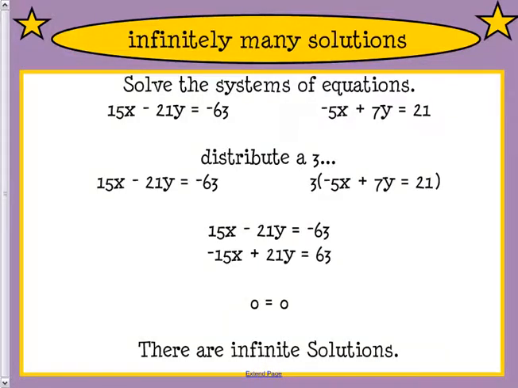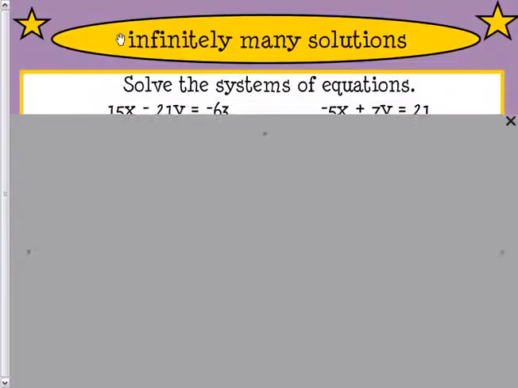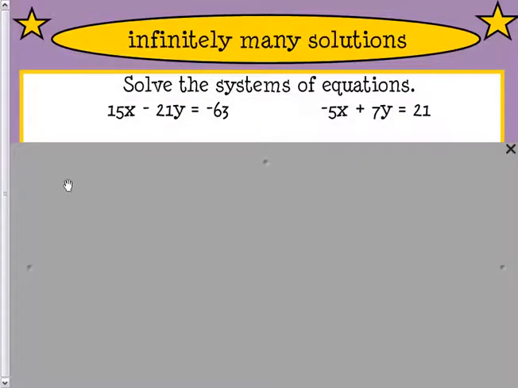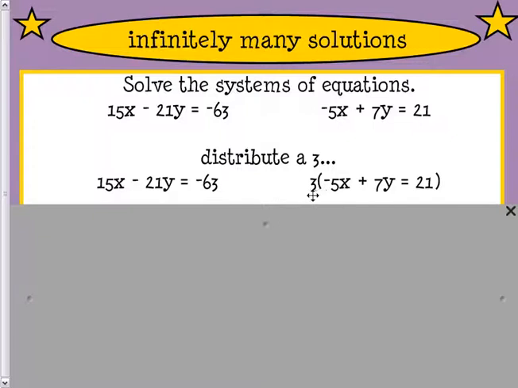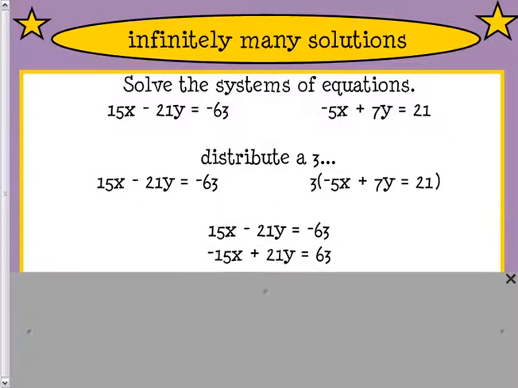But what we haven't talked about is infinitely many solutions. So, for example, let's look at this step by step. I'm going to just show you the two equations to start off with. Okay, so we've got two situations here. As far as I can see, it's easy for me to get rid of this 5x because I can multiply this side by 3. So if I distribute a 3 to both sides of this equation, I get -15x plus 21y equals 63.